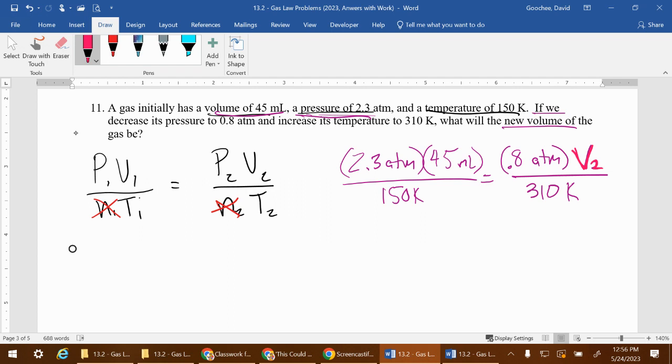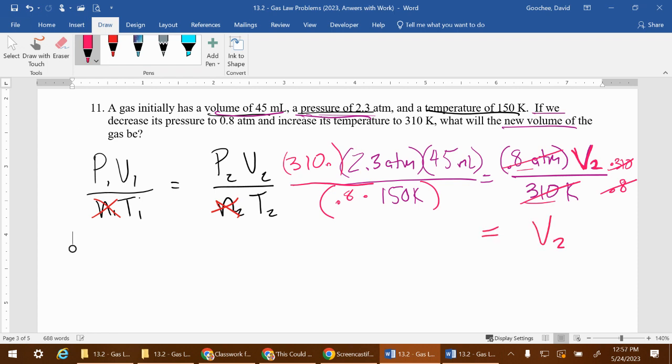It's being divided by 310 Kelvin. So the way to undo that is to multiply it by 310 Kelvin. And if we do it on this side, we have got to do it on this side. Okay? And what else? It's being multiplied by 0.8 atmospheres, so we got to divide by 0.8. And if we do it over here, we got to do it over here as well. All right, 0.8. So all this on top divided by this on the bottom, and that'll give you the final volume.